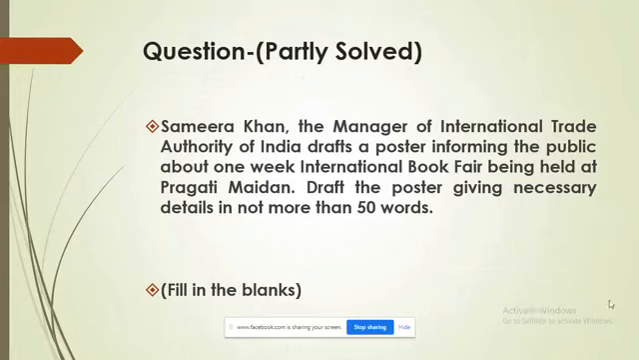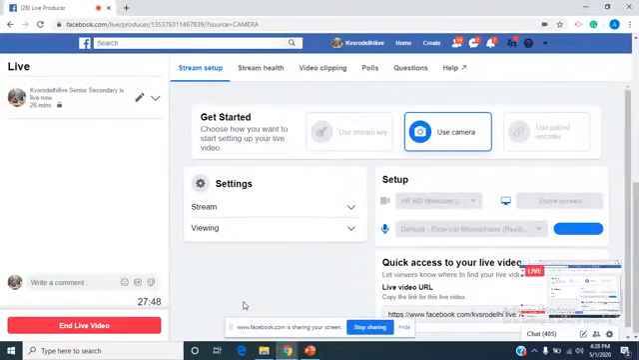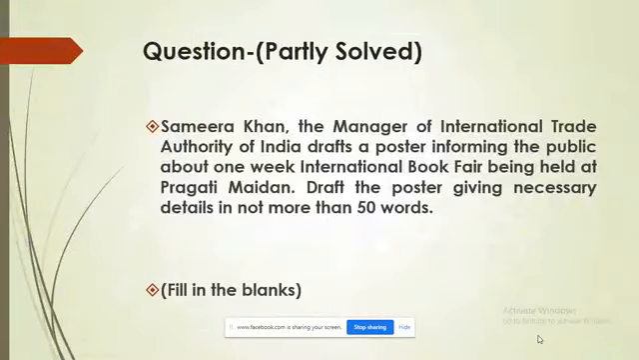Now, dear children, I want you to solve this question. Okay. So you are going to solve this question. This is a partially solved exercise. So here is the question. Samira Khan, the manager of the International Trade Authority of India, drafts a poster informing the public about a 1 week international book fair being held at Pragati Maidan. Draft the poster giving necessary details in not more than 50 words.